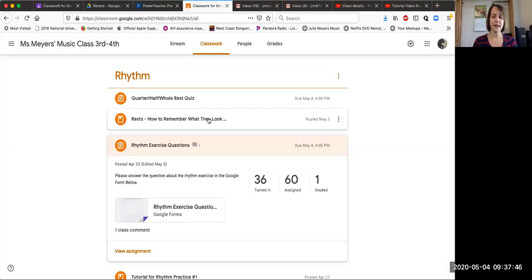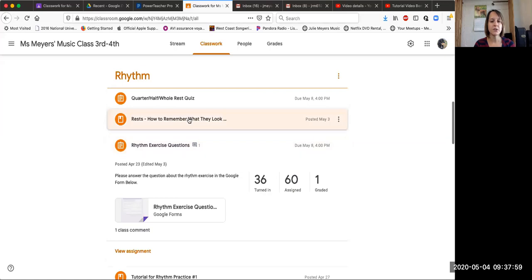Your second rhythm assignment has to do with quarter, half, and whole rest. Now, we've gone over these in word wall in my classroom. We've even practiced them in some of our songs. So the first thing you're going to do is you're going to open this.